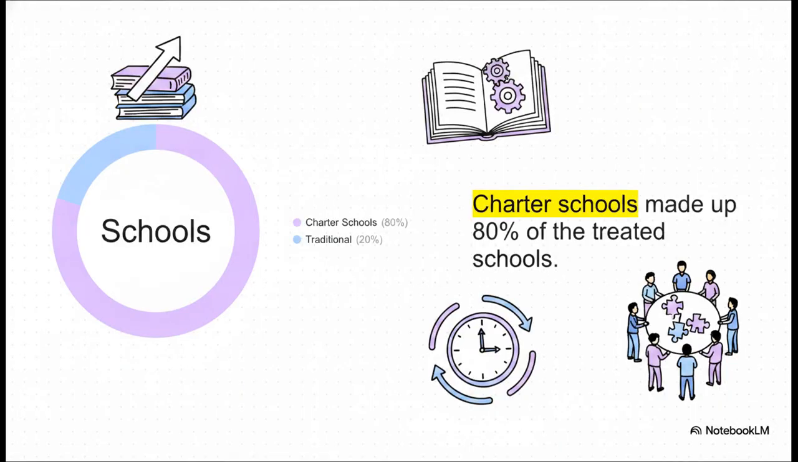Now, it is important to briefly note the context of these specific results. While this distributed leadership model produced amazing achievement gains, about 80% of the treated schools in this particular study were charter schools. This highlights an interesting point. School autonomy might play a really vital role here. Having the flexibility to adjust schedules, carve out collaboration time, and redefine leadership roles is a huge advantage when you're trying to implement this kind of sustained learning cycle.